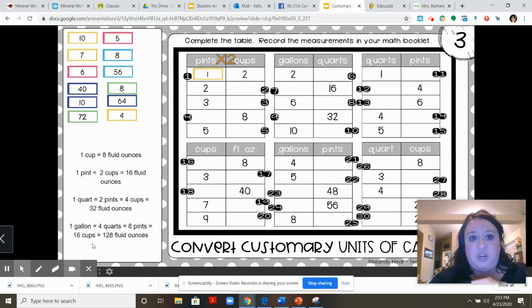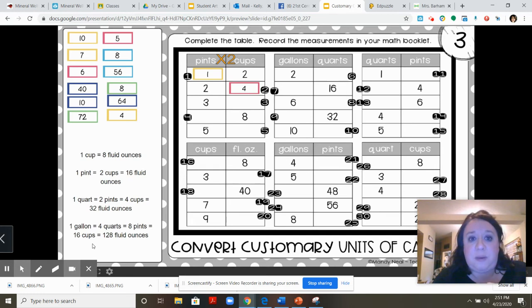Okay, so we're going to go down to the next one. Now, if I had 1 pint, that's equal to 2 cups. So what if I had 2 pints? If this pint is equal to 2 cups, and then I had 2 of those, then that would be 2 times 2. 2 times 2 would be 4. So 2 pints is equal to 4 cups.